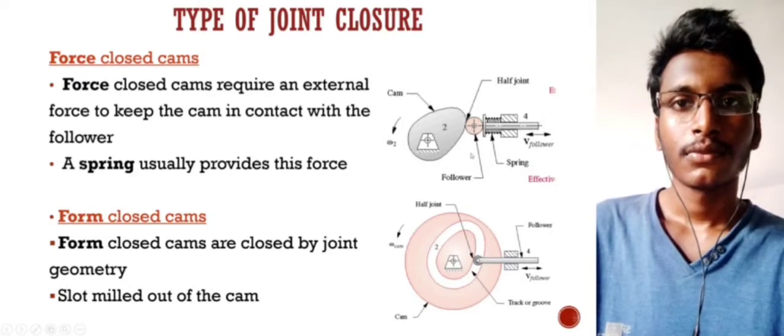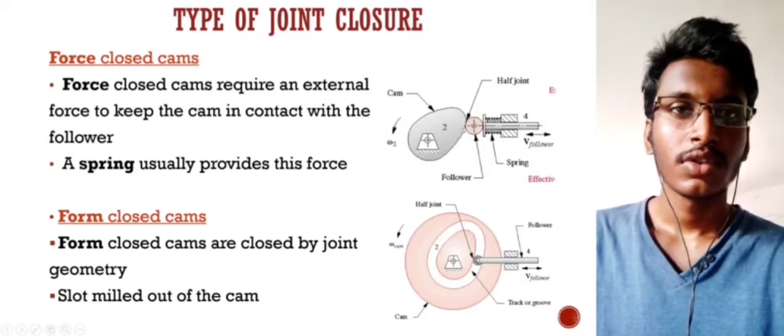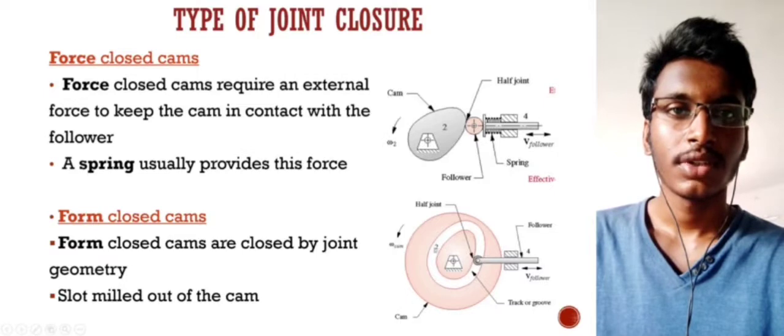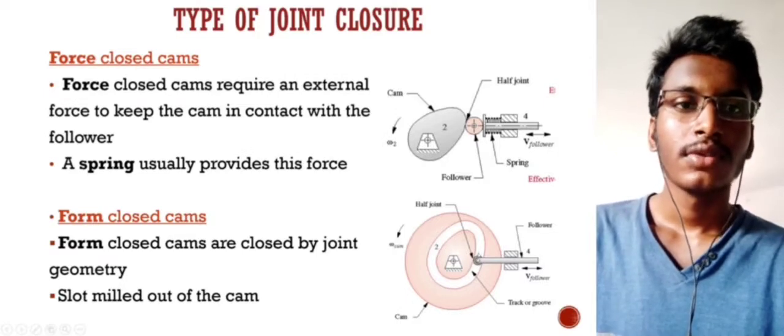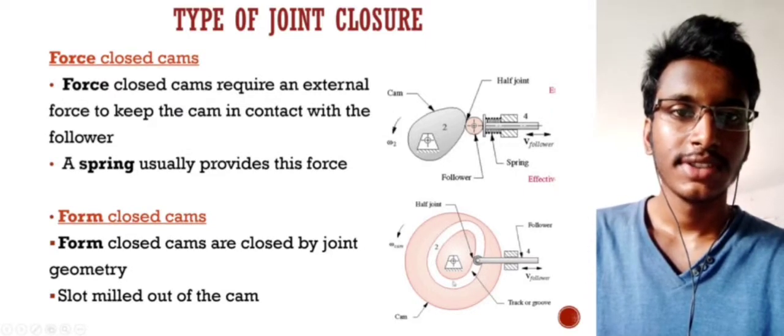With this diagram, we can see that in the force closed cams, the follower is over the cam, which moves in the path of the cam. In form closed cams, the follower is placed in between the cam, that is here, the white path. Here we can see the follower will move along with this path.